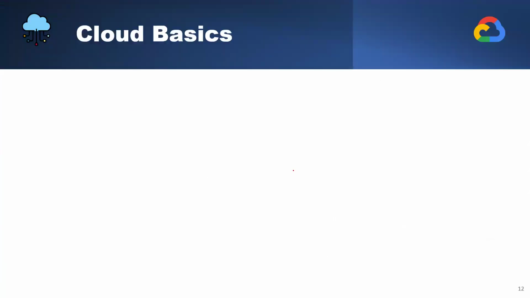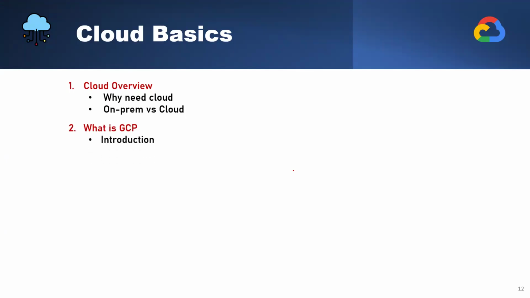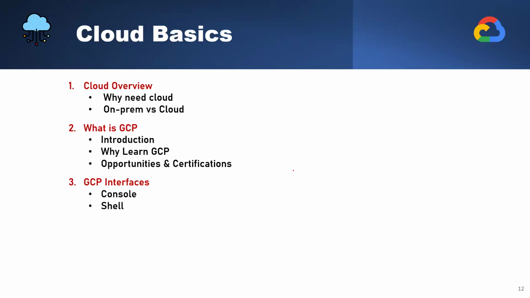So cloud basics. We are going to understand the basic things about cloud platforms. I'm going to talk about the cloud overview and the difference between on-premises versus cloud. After that, I will talk about the Google Cloud Platform introduction, why we learn it, and opportunities and certifications. The very first one is GCP interfaces: the console, the Cloud Shell, and Cloud SDK. What is console? What is Cloud Shell? What is Cloud SDK?